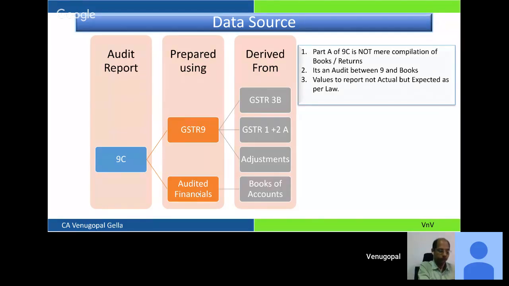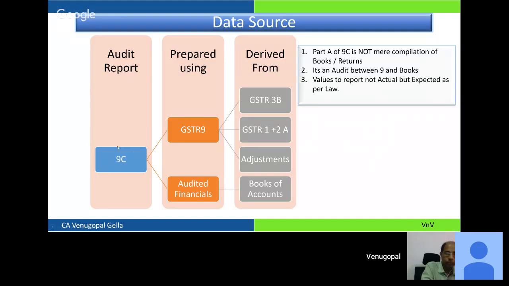So the main thing about GST audit is, when the client has prepared GSTR-9, is it the same as what is there in the audited financial statements, or derived from the audited financial statements? In cases where the GST audit is not applicable, even the assessing officer would attempt to do a reconciliation like 9C for completion of the audit.